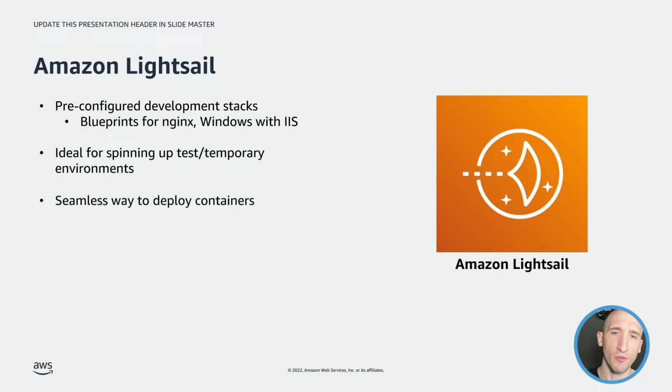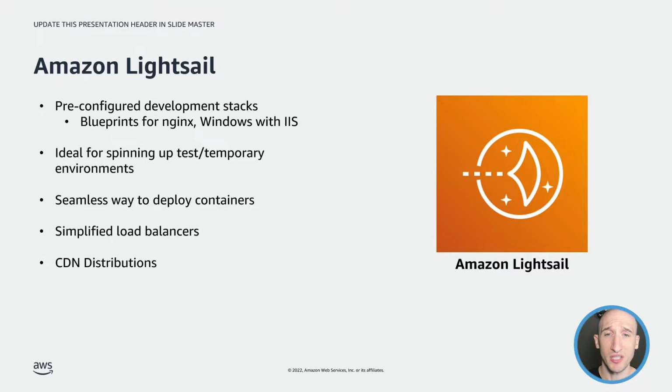I know we're talking about virtual machines right now, but Amazon Lightsail also is a great option for deploying containers too, because you can specify container instances and get a ton of the value out of the container space. Amazon Lightsail also comes with more simplified load balancing as well as CDN distribution. So the ability to make sure that no matter where your customers are, your application is always going to be snappy, always going to respond.